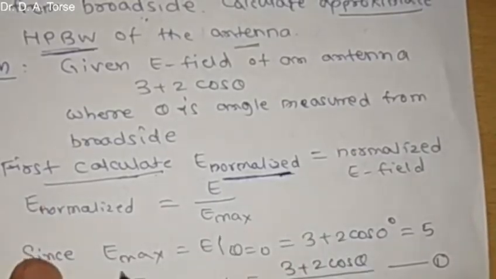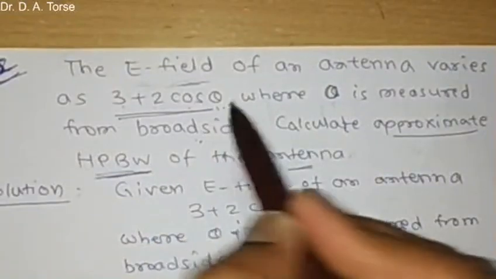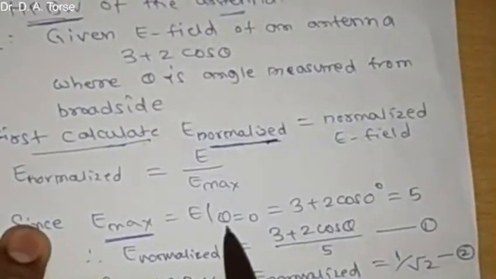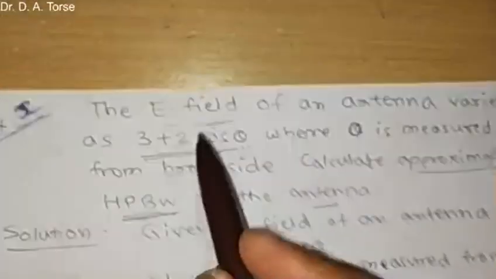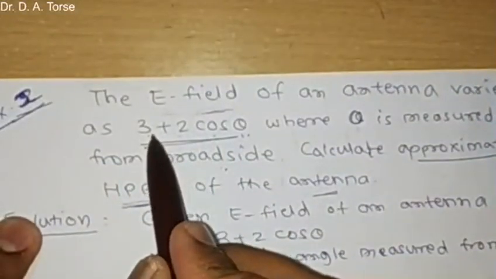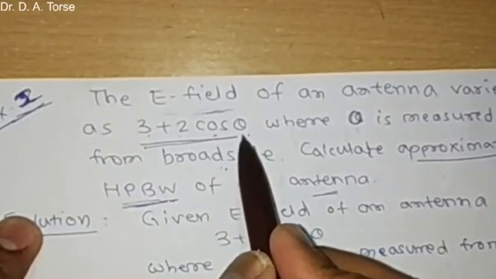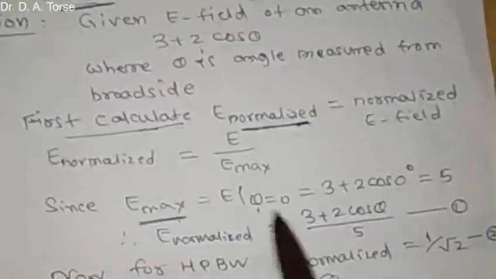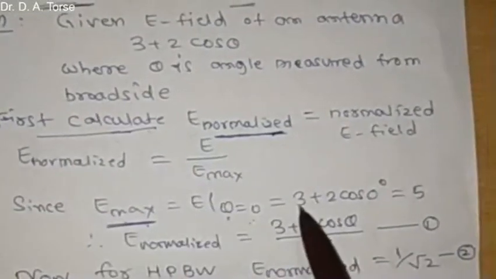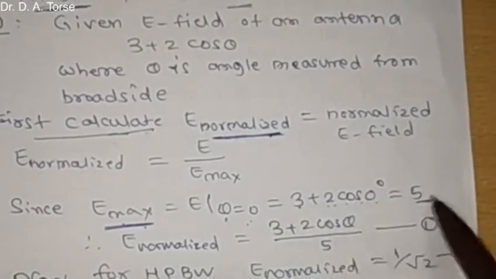So the maximum electric field, since there is a cos theta term, and for cos 0 the value is 1, we get the maximum radiation in cos 0 direction. If this equation comes as 3 plus 2 sin theta, then definitely we need to take the theta in 90 degree direction, because sin theta is 1. So since cos theta is given, we take theta equal to 0 as the direction of maximum, and we compute the maximum value as 3 plus 2 cos 0. Cos 0 is 1, 3 plus 2, 5.